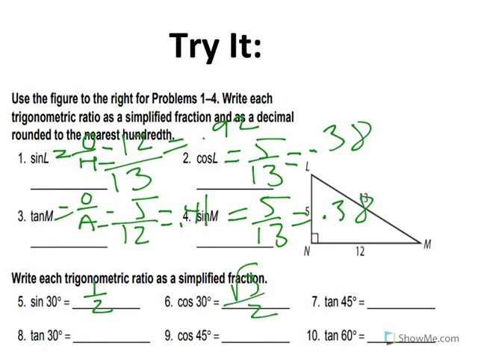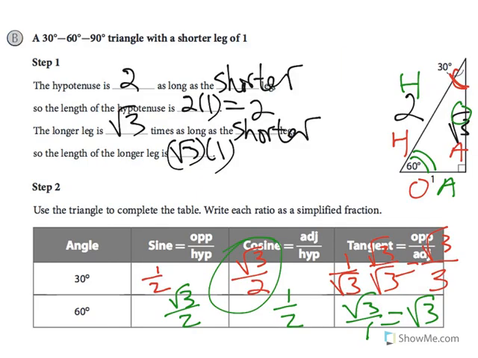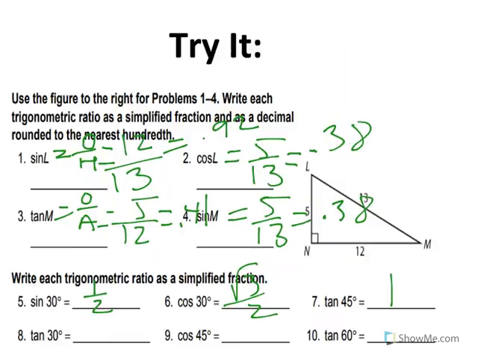And tangent of 45 degrees we know is 1. And tangent of 30 degrees, similarly go back to this table here. So we say tangent of 30 degrees is radical 3 over 3. And cosine of 45 degrees is radical 2 over 2. And tangent of 60 degrees is just radical 3.